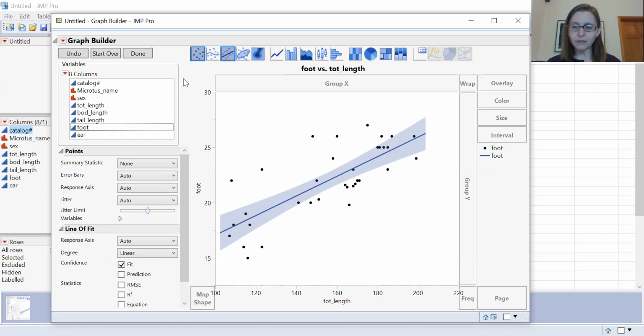So I'm just going to show you an example of a publication that used principal components analysis to look for groupings in a pattern or in a data set.